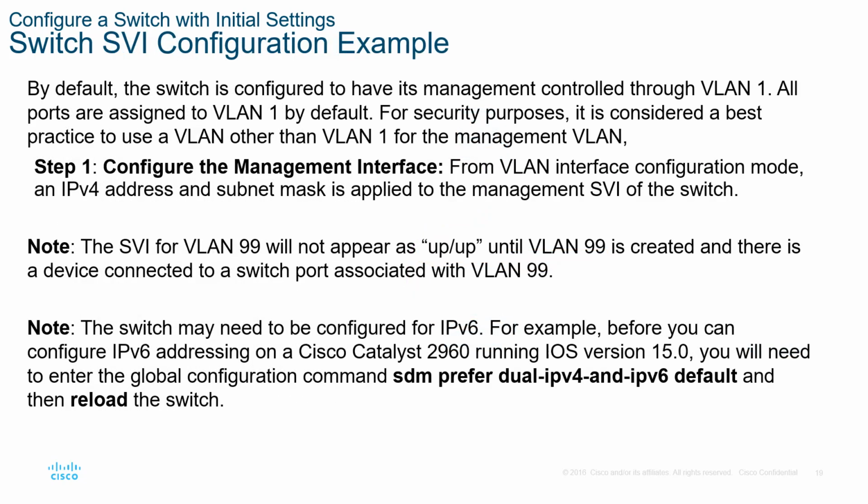So by default, the switch is configured to have its management through VLAN 1. That means all the ports are attached to VLAN 1 by default. You can modify this and change the default VLAN if necessary. You can set a management VLAN if you'd like. So to configure the management interface from a VLAN, you would type interface VLAN. You'd have to go to its configuration mode. So interface VLAN space 1, enter. That would let you apply an appropriate IP address.